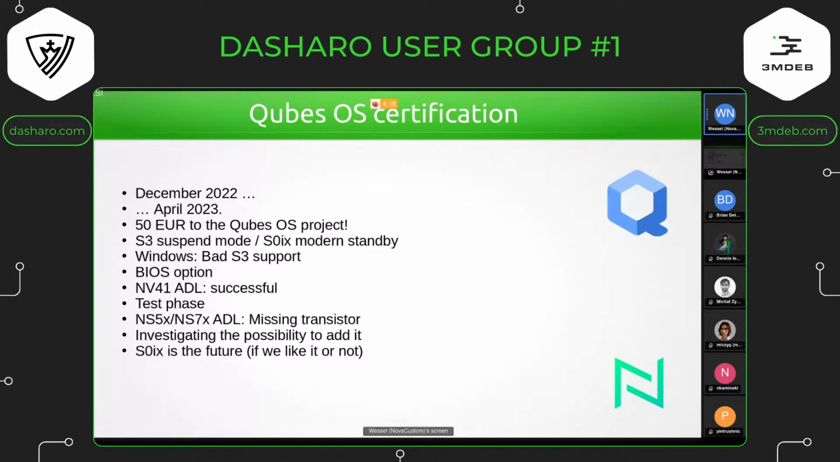There are two other laptops that we wanted to have certification for, which are the NS51 series and the NS70 series with Alder Lake processor. But it seems that these laptops share the same mainboard, and it seems that there is a transistor missing compared to the original mainboard. So now the firmware developers team is investigating the possibility of adding this transistor, and maybe we can get S3 suspend mode fixed for these laptop series. Let's hope so, but this is not likely to happen in a few weeks or so for this series.